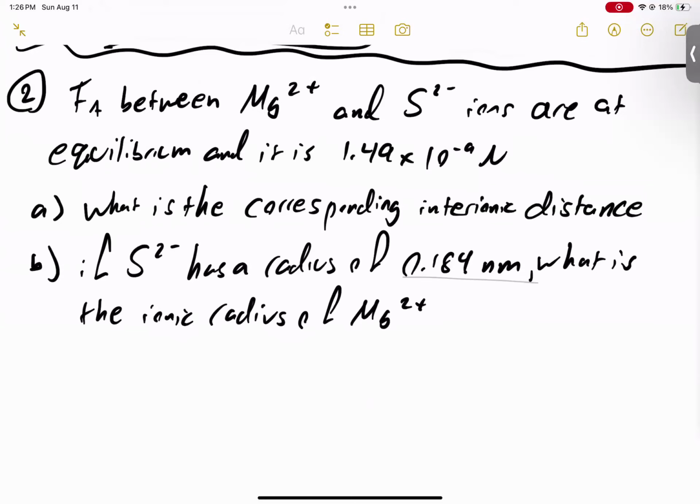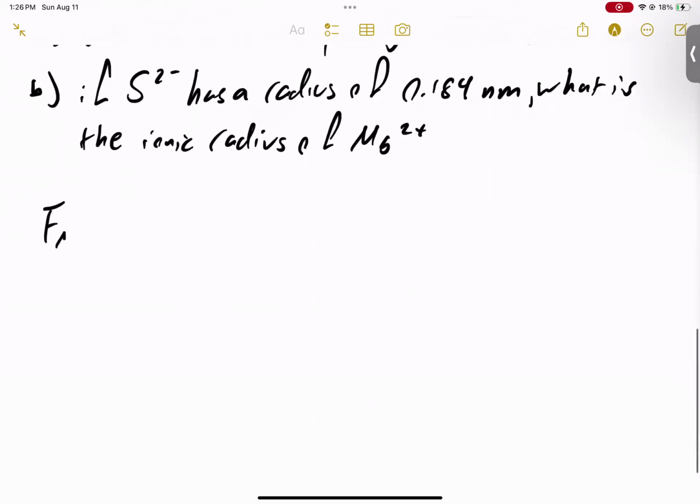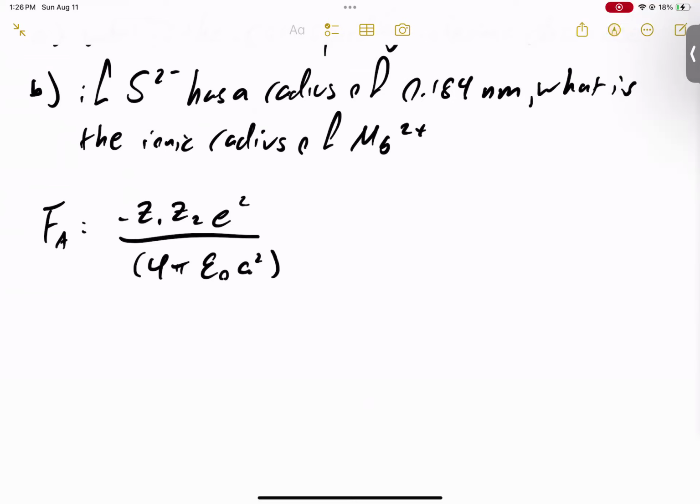And again, it's just taking the equation that we know for the force of attraction, which we know to be this, as we saw with the last example. So FA equals Z1 Z2 e squared over 4 pi epsilon a squared. We know the charges, Z1, Z2, that's just +2, -2. We know the electron charge, that's just a constant. Epsilon is another constant, and 4 pi is another constant. We also know the force of attraction, that's given to us. What we're really interested in is what is this A value, which is the interionic distance.